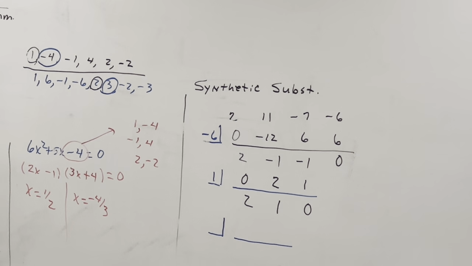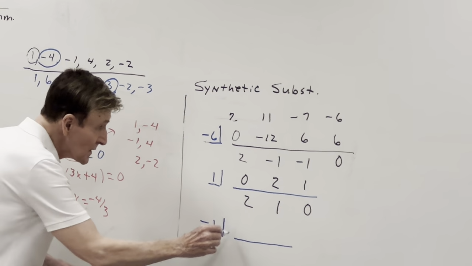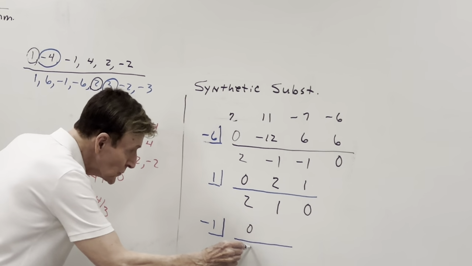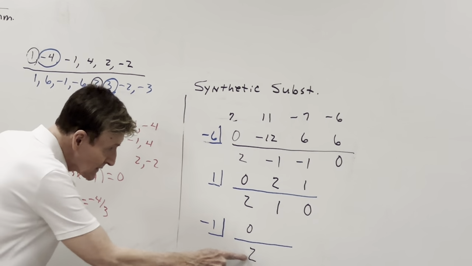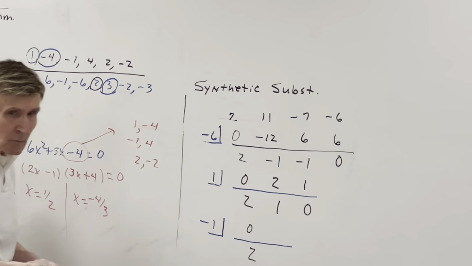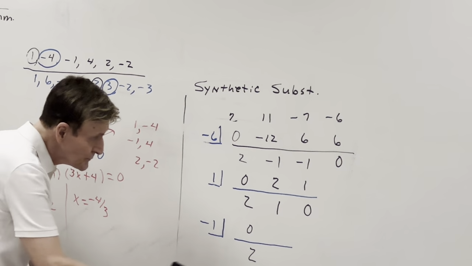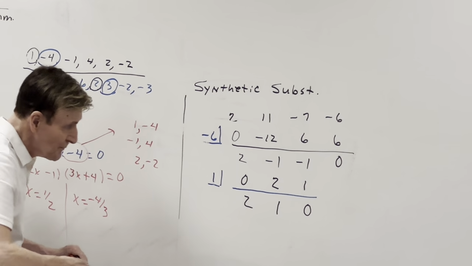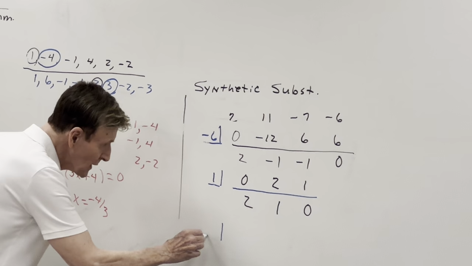What do you want to try? Negative 1? Let's try negative 1. Here goes. 0, 2. Product, negative 2. Whoa, whoa, whoa. Is that negative 2? Not gonna work. Anyone else? We need 1 more.